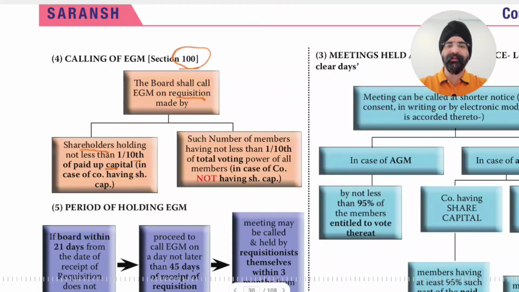Such number of members having not less than one-tenth of total voting power of all members in case company is not having share capital. So either it is one-tenth of the total paid up capital or one-tenth of the total voting power. Such shareholders can requisition for calling an EGM.